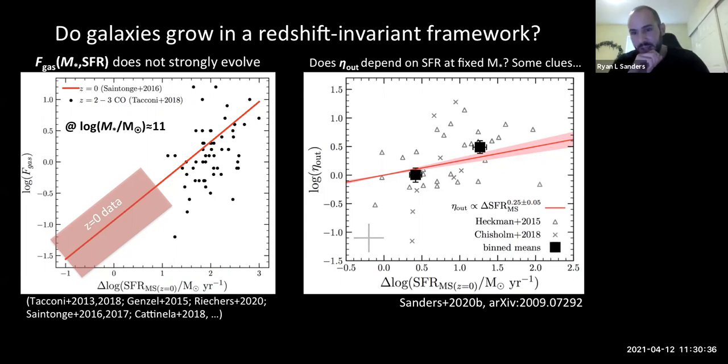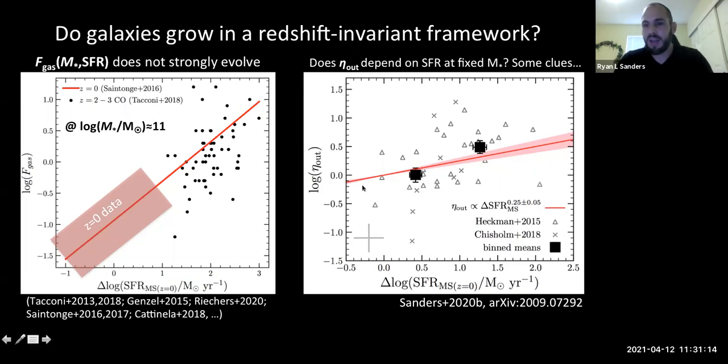On the right-hand side, I'm showing measurements of the mass loading factor from redshift 0 galaxies. So these measurements are made directly from modeling rest UV absorption lines at redshift 0. This is work from Tim Heckman and John Chisholm. And I plotted these again against the same variable, this offset from the redshift 0 star forming main sequence. And you can see that there's a positive correlation here. It's a bit loose because the error bars are quite big, but when I bin it up into 2 bins and take sample means, you can see in the black points that there is a relationship here.